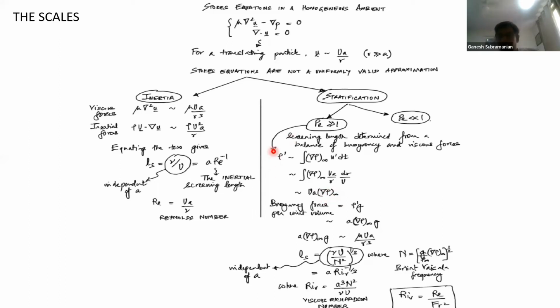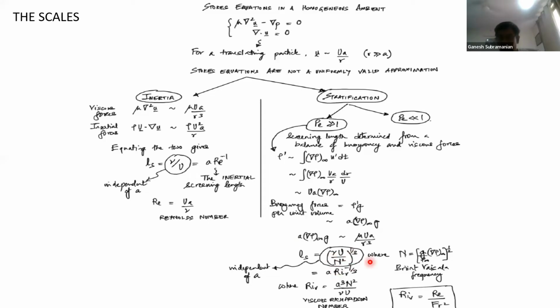So now you have rho prime, you multiply it by g to get the buoyancy force per unit volume, which is A grad rho infinity times g. Sorry, this u should not be there, the u's cancel out here. And now you equate this buoyancy force to the viscous force. The viscous force was already estimated in the inertial screening length argument. If you do that, then you get an estimate for the stratification screening length. And you can see that it comes out to be the cube root of the kinematic viscosity times the velocity of translation by the square of the buoyancy frequency.